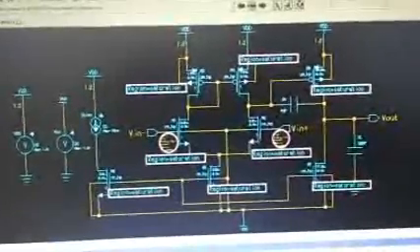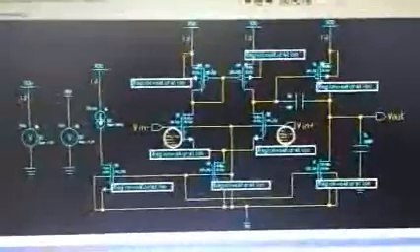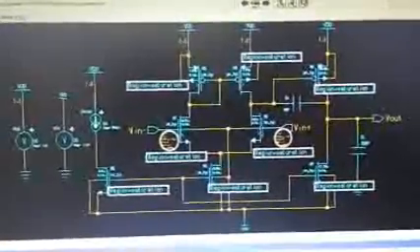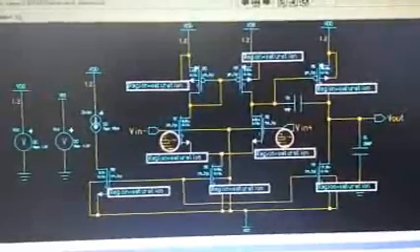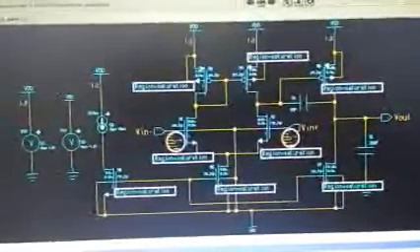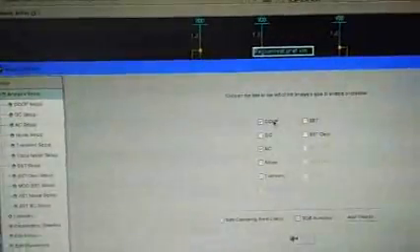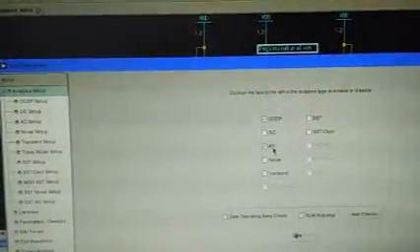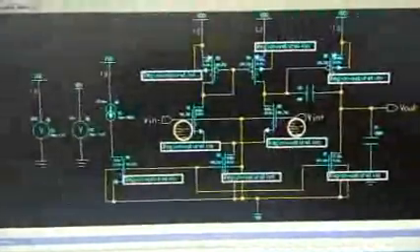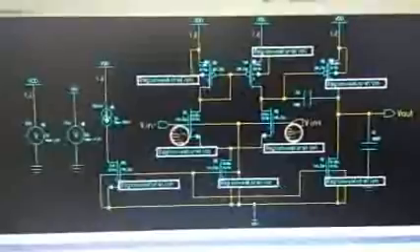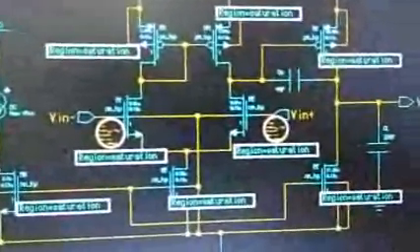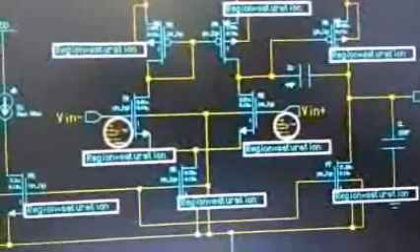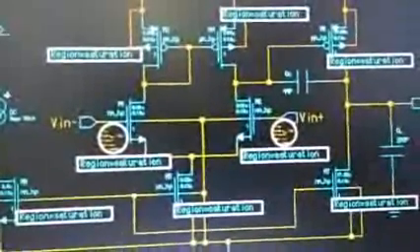Now we will verify our design using the Mentor Graphics EDA tools. First of all, we will run through the DC operating point and AC simulation. This shows that we run the DCOP and AC simulations. After we run through the DCOP simulation, it shows that all the transistors are operating in saturation in order to amplify the input signal.